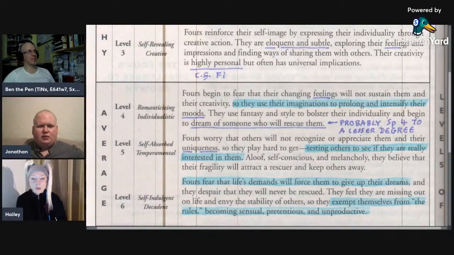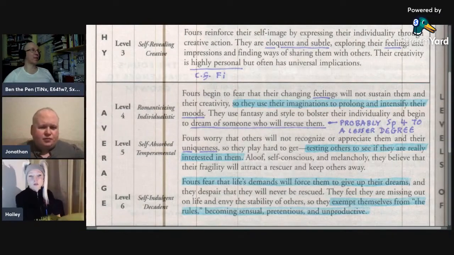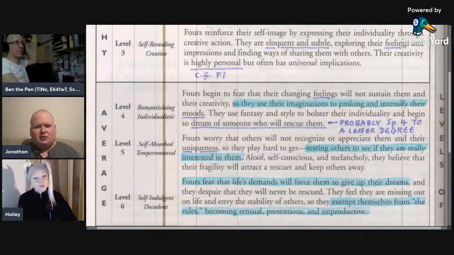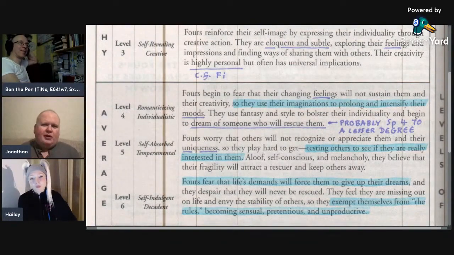Again, this is more of the core 4 rather than. Yeah, right. And they tend to be INFs. Okay. Yeah. And there's also, this book's quite old. In what way do you imagine rescuing others?